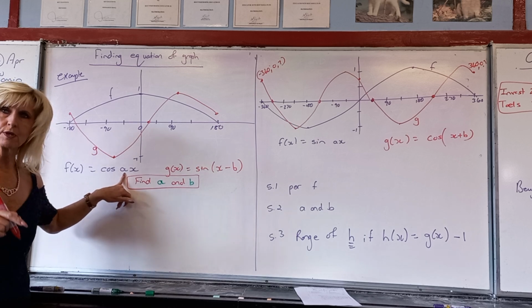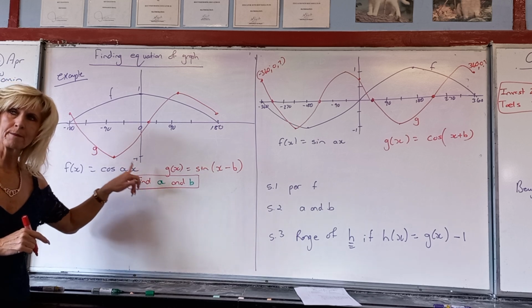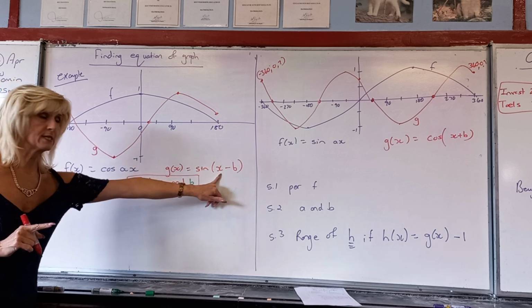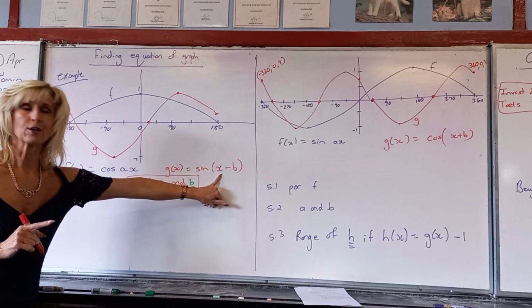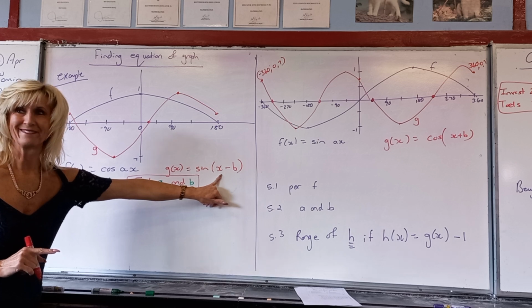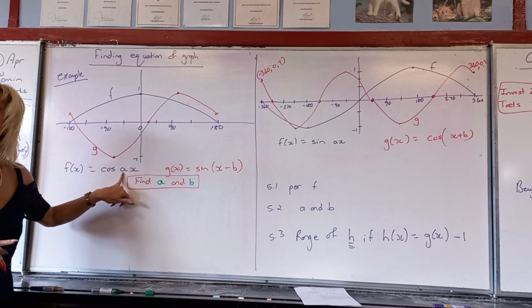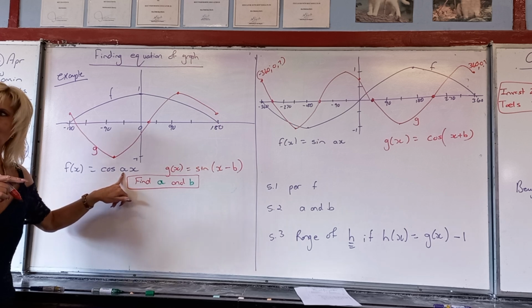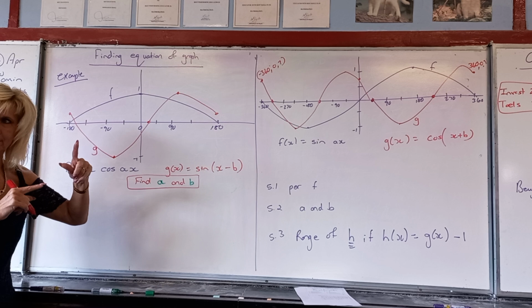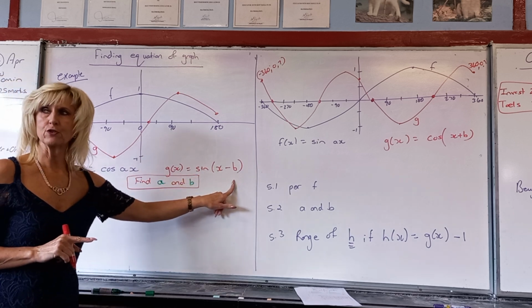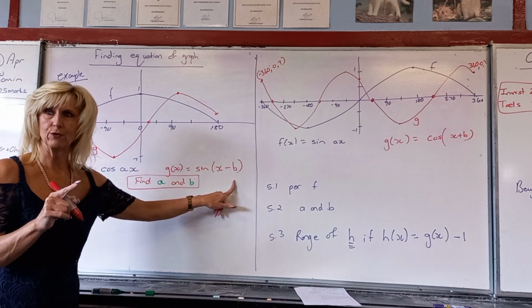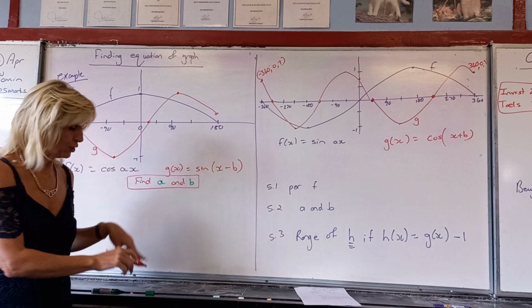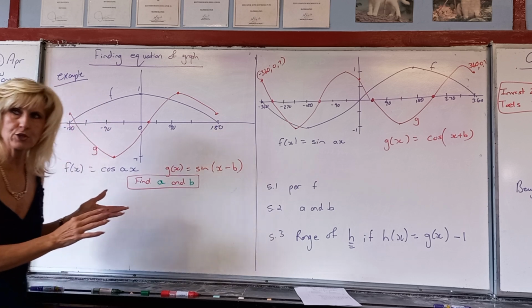That tells you something happened to the x. And this one says something happened to the x as well. This is where you either timed or divided by a number, and that's what would give you your A value in reverse. This says you moved it to the left or right, and your B value in reverse, because it's a reverse, both of them. Okay, so you still need to know, and I'm not going to sketch it now.